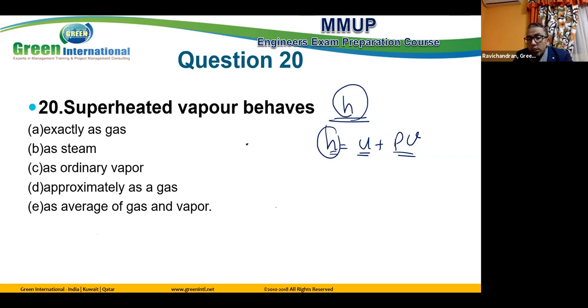We consider it as a gas by using the given temperature and the equation for enthalpy as a function of temperature, not from tables or charts. Clear? I discussed this case because I found the question about superheated vapor behavior, so I consider it approximately as a gas. So I remember the question related to this. I tell you. Okay.